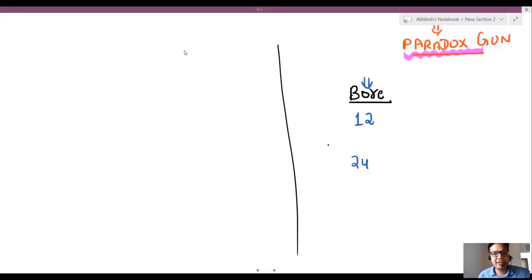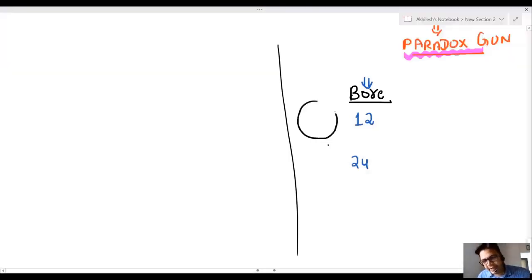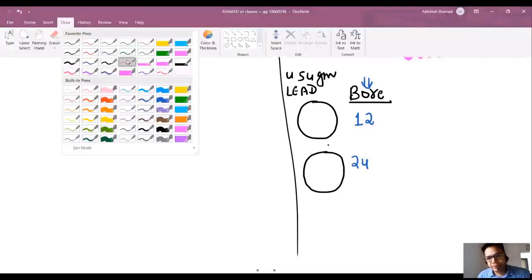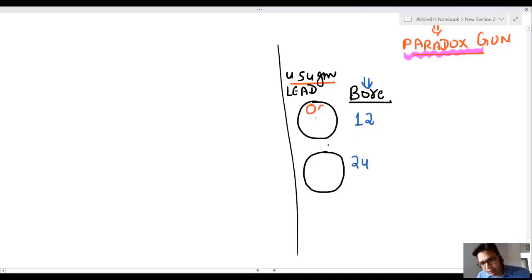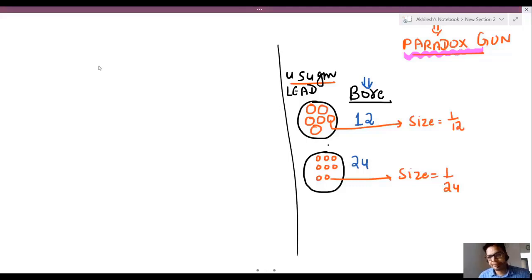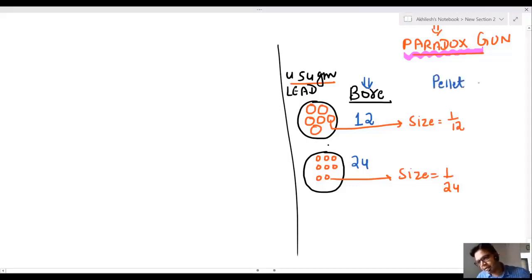This is a lead sphere of 454 gram. Both are lead spheres of 454 gram. I divide this one into 12 parts, and I divide this one into 24 parts. Here the size of one part will be 1 by 12, and here the size of one part will be 1 by 24. This size is the pellet size.